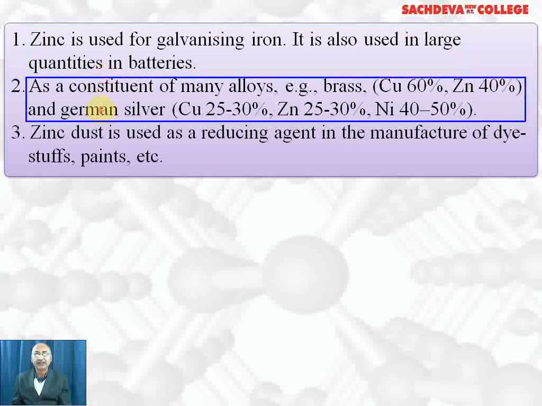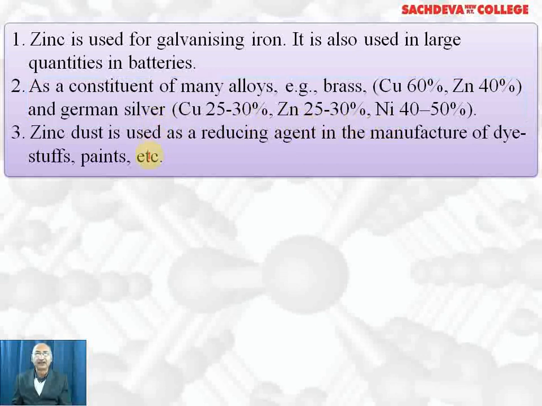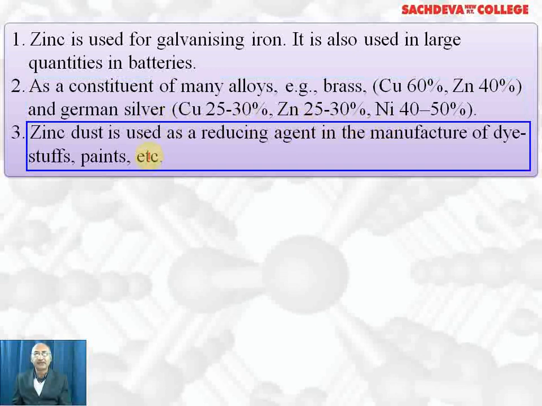Zinc is a constituent of many alloys. For example, brass contains 40% zinc and 60% copper, and German silver contains copper 25 to 30%, zinc 25 to 30%, and nickel 40 to 50%. It is used for making artificial jewelry. Zinc dust is used as a reducing agent in manufacture of dyestuffs and paints, and you must have done the reaction. Phenol can be converted into benzene by heating it with zinc dust. Similarly, salicylic acid can be converted into benzoic acid by heating with zinc dust. That is, zinc dust removes the OH group from the benzene ring.